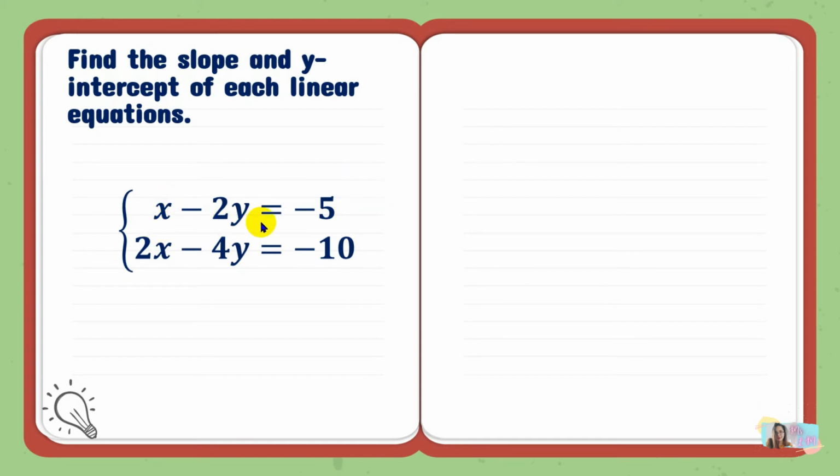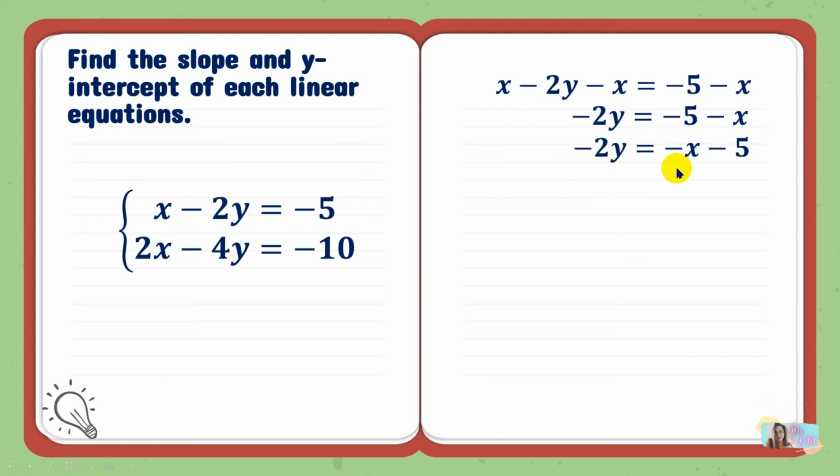We have x minus 2y is equals to negative 5. Additive inverse of positive x, that is negative x. So, we have to add that on both sides of the equation. Magkakaroon tayo ng negative 2y is equals to negative 5 minus x. And then dito sa ating right side, we have to rewrite wherein ang ating term with the x variable ang nasa unahan. Magkakaroon tayo ng negative 2y is equals to negative x minus 5.